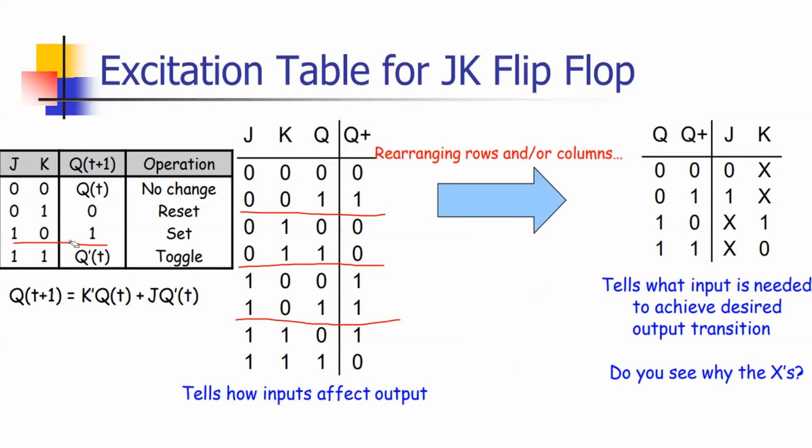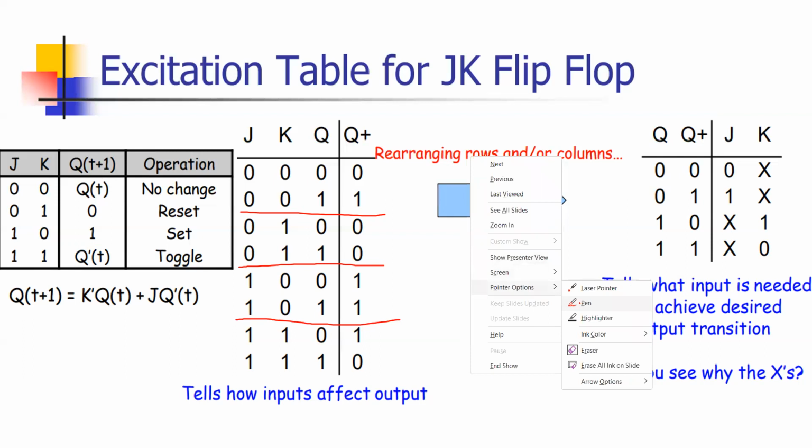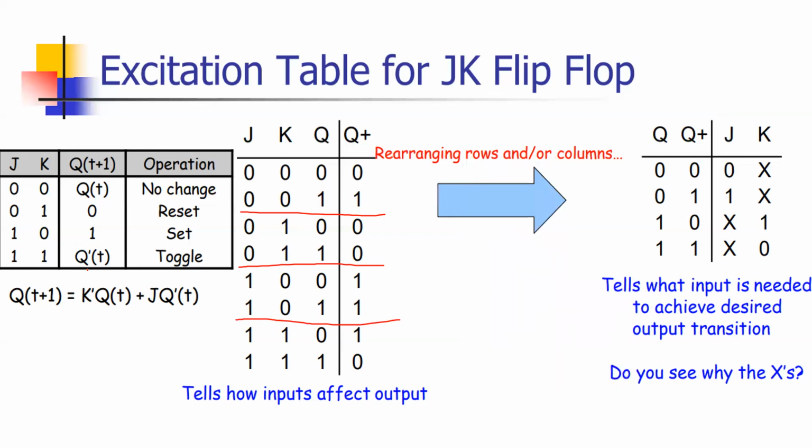Now we'll see the last state. In the last state, the input is 1, 1. When the input is 1, 1, the output is the complement of the previous state. So in this scenario, the previous state is important. Here, when the input is 1, 1, the previous state is 0, so the complement of this 0 is 1. Same way, when the input is 1, 1, the previous state is 1, so the complement of the previous is 0. So this is the transition table of the JK flip-flop.